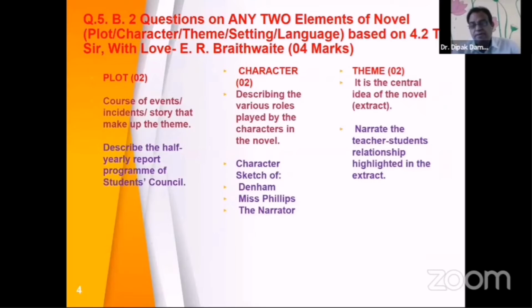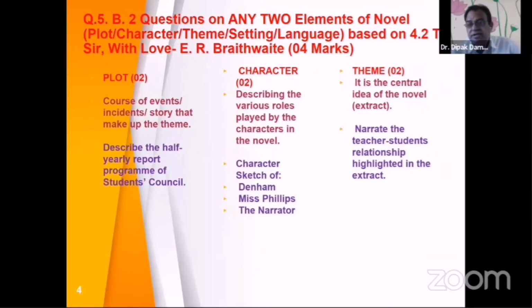So it is plot. Now regarding character, the major or leading characters in the extract are to be selected in this particular question or activity. For example, in this novel To Serve with Love, we have 3 major characters in the extract: Denham, Miss Phillips, and the narrator, that is E.R. Braithwaite. So either a character sketch or comparing 2 characters, any activity we can have.